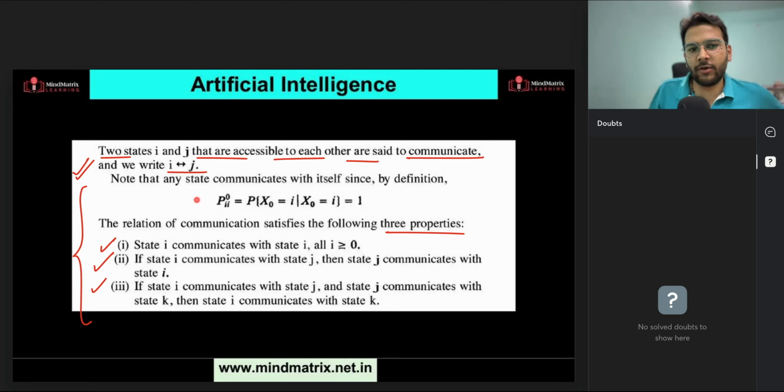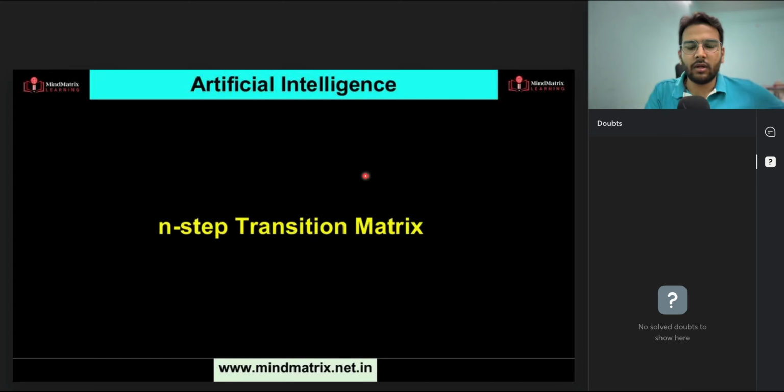I hope this is also clear to you. What is the meaning of this particular definition? It states that any state communicates with itself. So P of i, that means the previous state, what is the probability of reaching the same state itself, given that you are present in the same state? That is equal to 1. This is what it says. Clear? Okay.